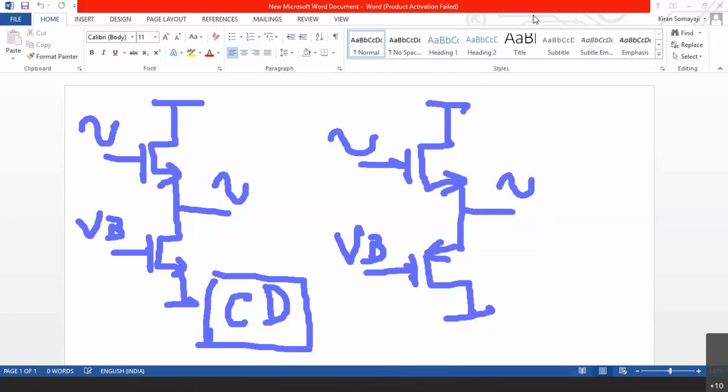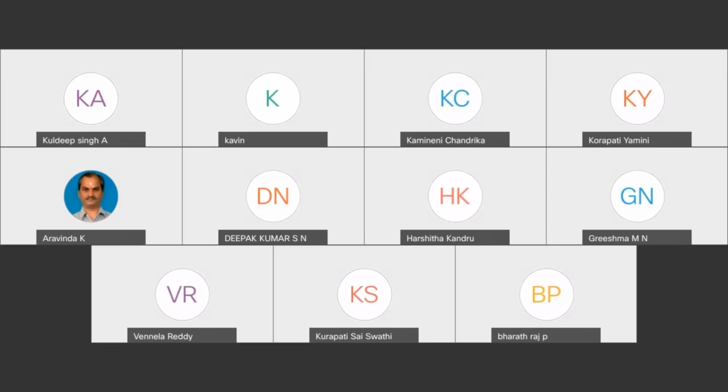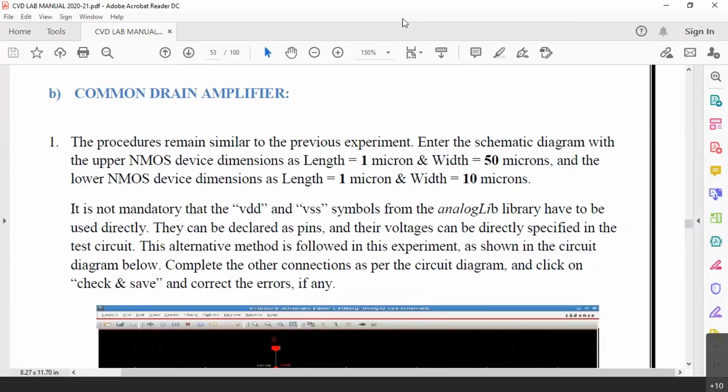So let me stop annotating this. Let me stop sharing this. And let me start sharing the lab manual again. Right. I hope you can see the screen now. I have shared the lab manual again. Today's experiment is the common drain amplifier. The procedures remain similar to the previous experiment.